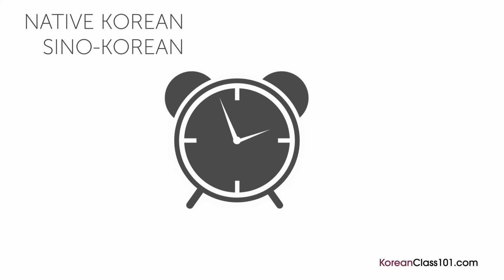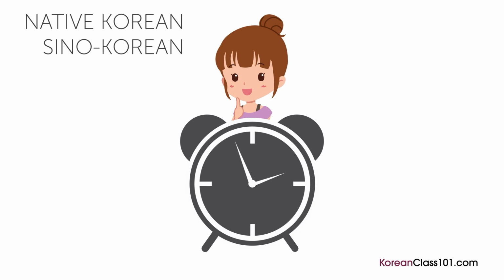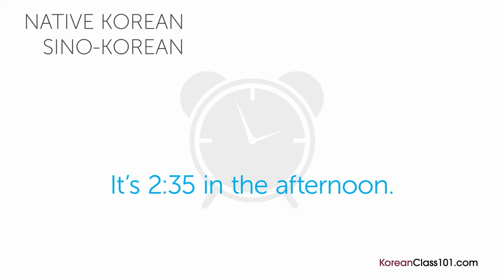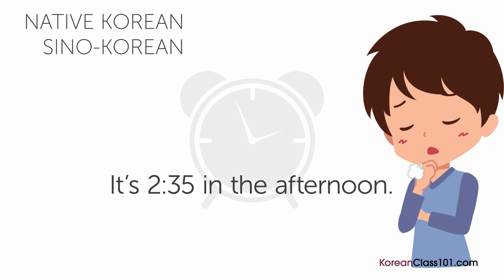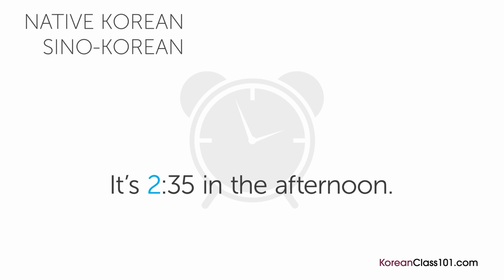Let's do an example with time. Let's say someone asks you the time and it's 2:35 in the afternoon. How would you answer? It's a little tricky. First, to read the hours, you'll be using the native Korean number and the counter for hours, which is 시. So 2 o'clock will be 2시, using the native Korean number for 2.